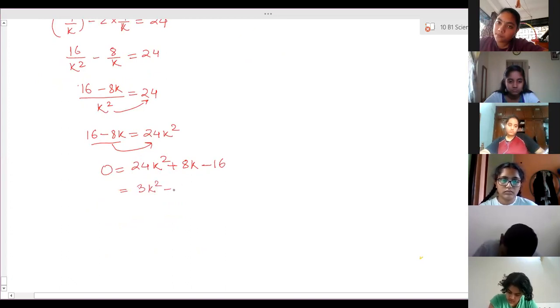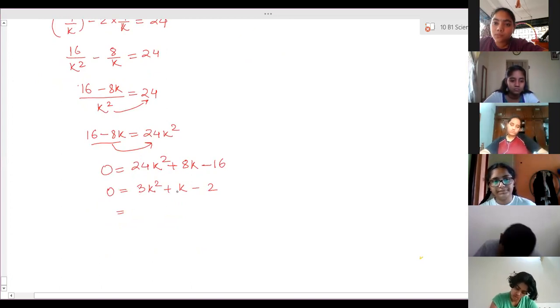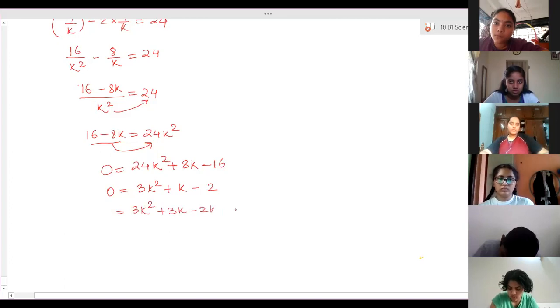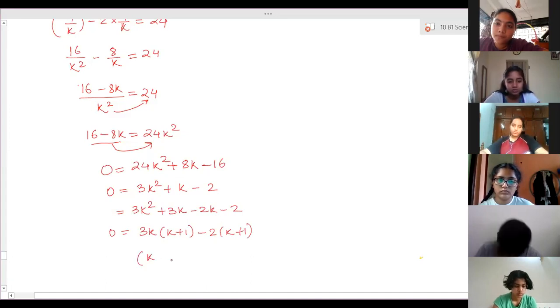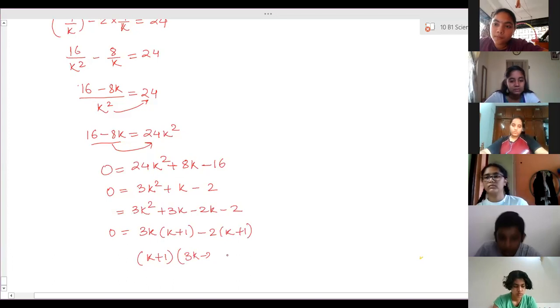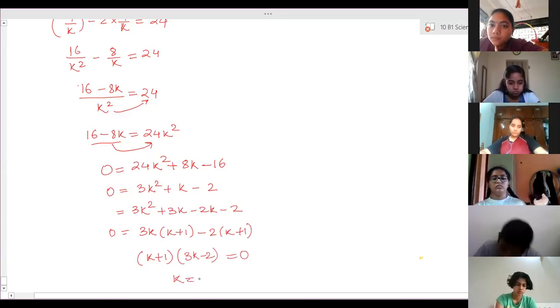8 threes are 24, 8 ones are 8, minus 8 twos are 16. So this is your quadratic polynomial. Factorize it by middle term splitting. Product needed is minus 6, so difference of two terms should be 1. That is 3 and 2. So 3k square plus 3k minus 2k minus 2. 3k common, k plus 1, minus 2 into k plus 1 equal to 0. So k plus 1 into 3k minus 2 equal to 0. So the value of k is either minus 1 or 2 by 3.